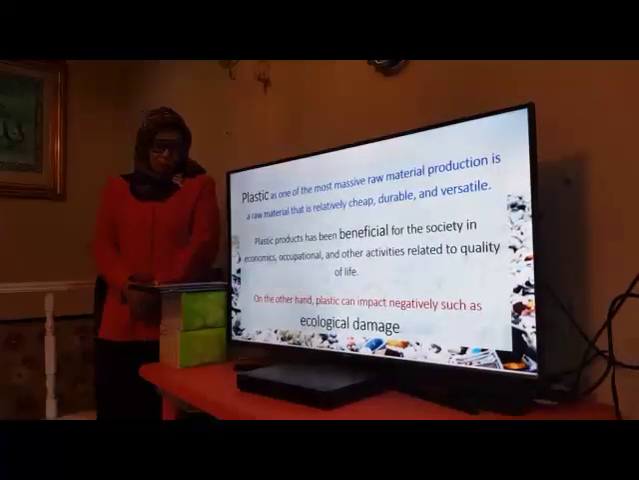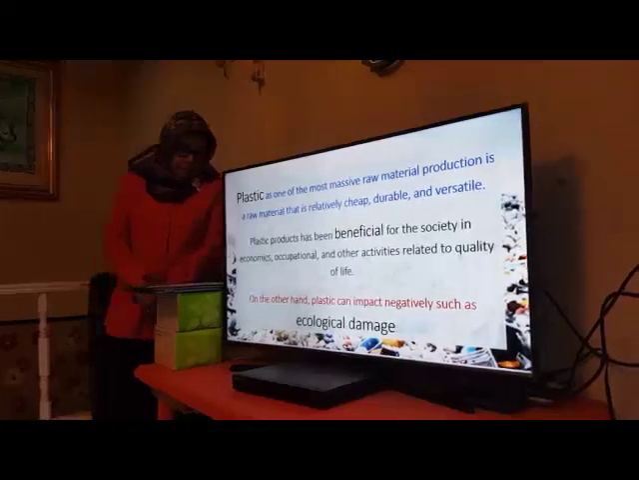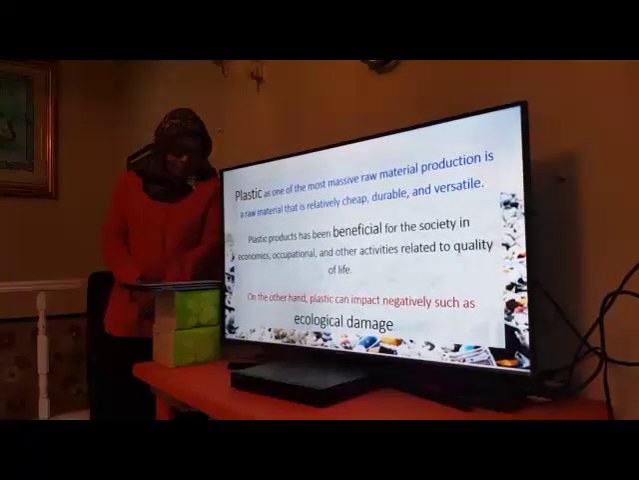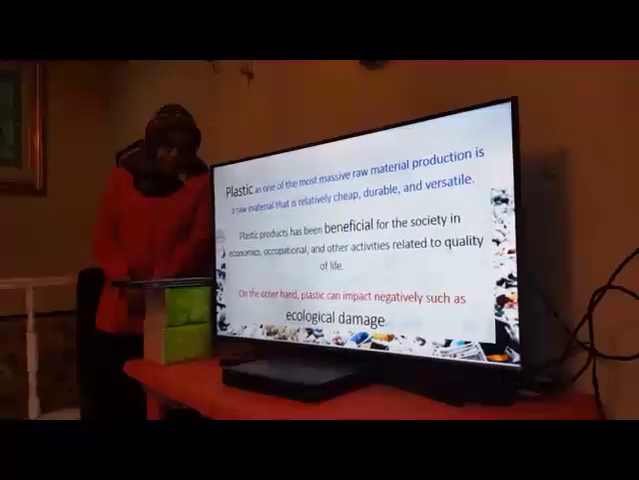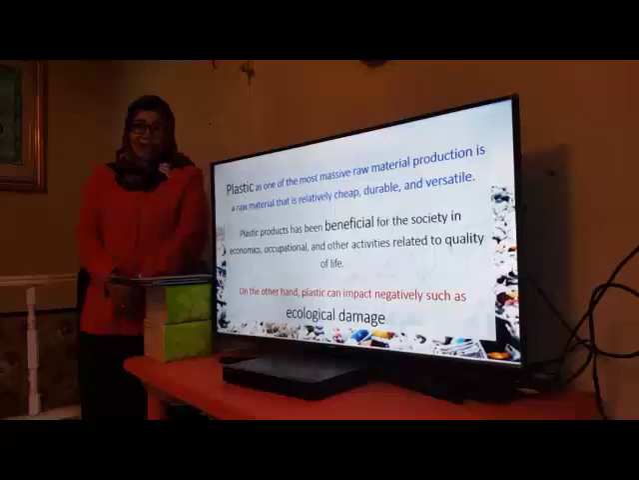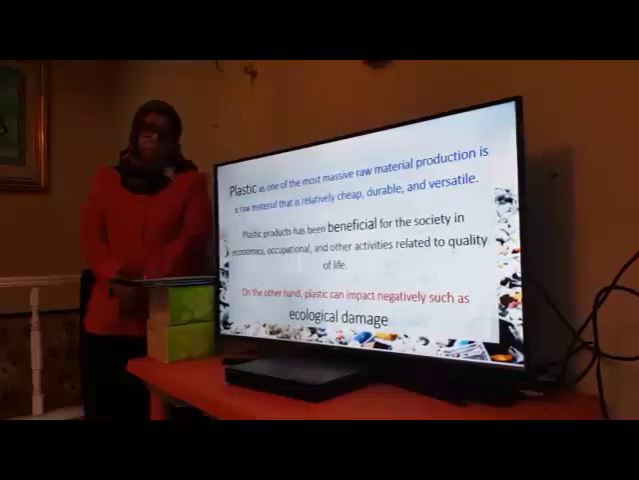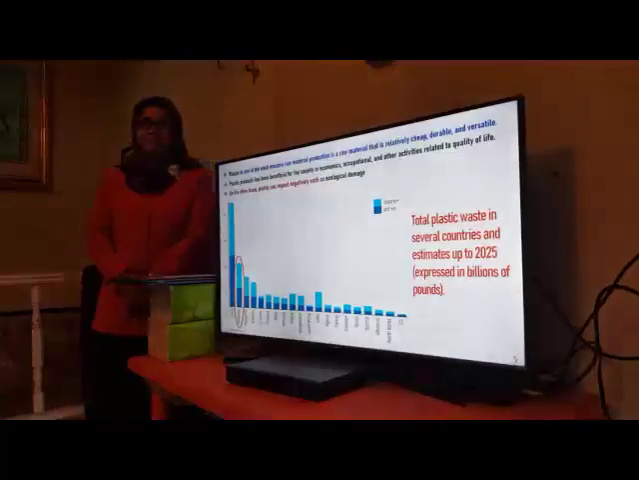As we know, plastic is one of the most massively produced raw materials. It is a raw material that is relatively cheap, durable, and versatile. Plastic products have been beneficial for society in economic, occupational, and other activities related to quality of life. On the other hand, plastic can impact negatively, such as ecological damage.